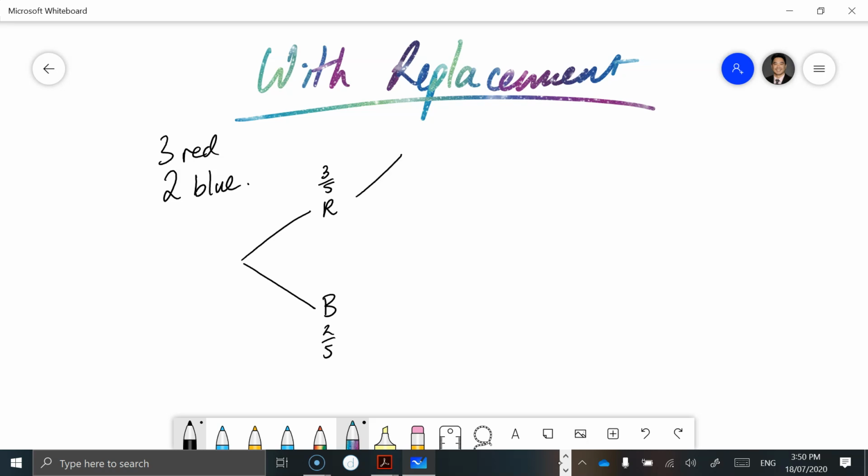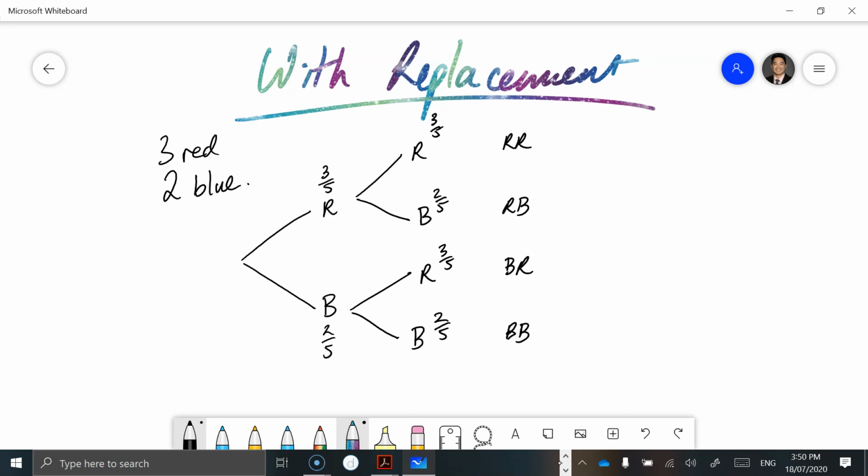Because you've replaced the counter back in the bag, you still have a chance of red and a chance of blue for the second draw. Your chance for a red is still 3 out of 5, and the chance of a blue is still 2 out of 5. So your possible outcomes are 2 reds, a red and a blue, a blue and a red, and 2 blues, if the order is important.